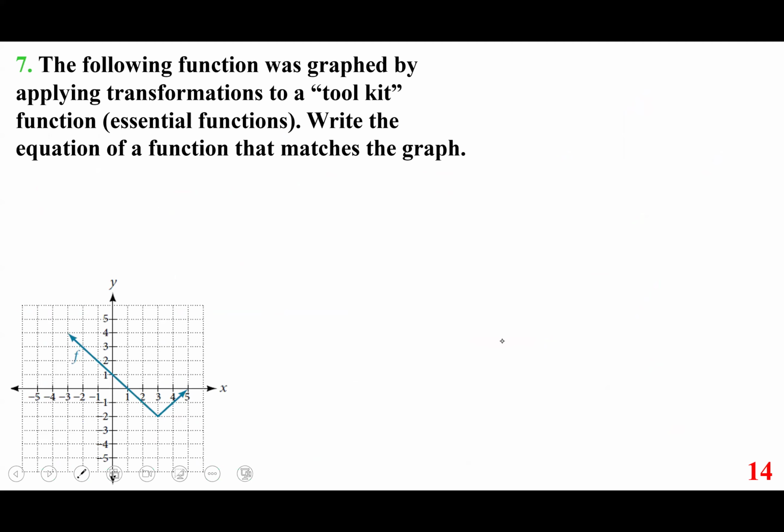Let's look at this example. It says the following function was graphed by applying transformation to a toolkit. By that, toolkit function means essential function, means basic functions, the ones that we are supposed to know the graph. Write the equation of a function that matches the graph. So there are some basic functions that we should know the graph of, everybody.